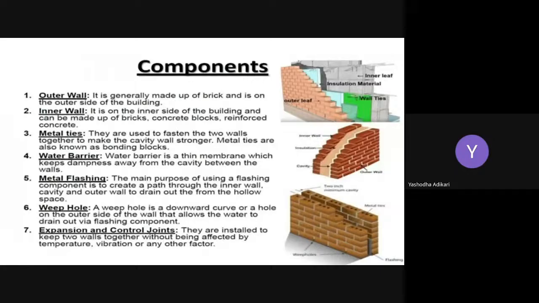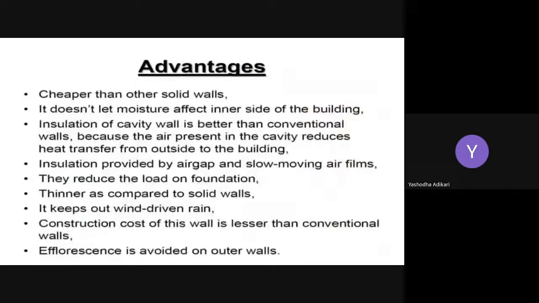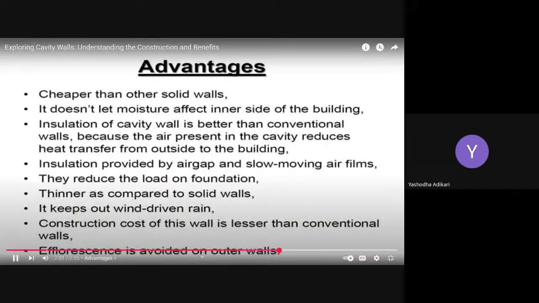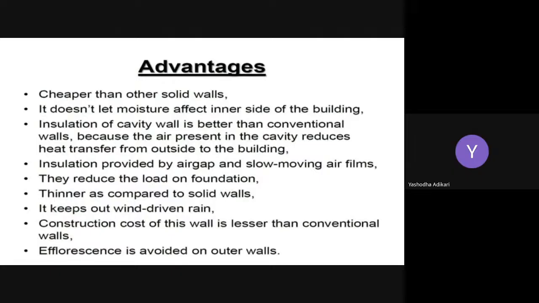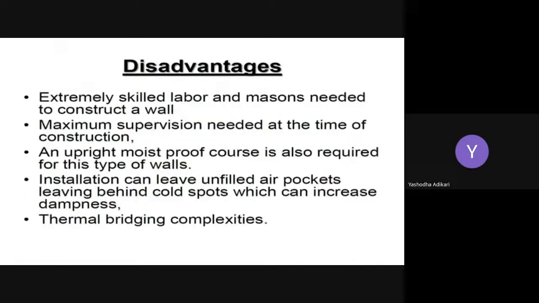Expansion and control joints. They are installed to keep two walls together without being affected by temperature, vibration, or any other factor. Advantages. Cheaper than other solid walls. It doesn't let moisture affect the inner side of the building. Insulation of a cavity wall is better than conventional walls because the air present in the cavity reduces heat transfer from outside to the building. Insulation provided by air gap and slow-moving air films. They reduce the load on foundation. Thinner as compared to solid walls. It keeps out wind-driven rain. Construction cost of this wall is lesser than conventional walls. Efflorescence is avoided on outer walls. Disadvantages. Extremely skilled labor and masons are needed to construct a wall, compared with a solid wall. Maximum height of the wall is limited.